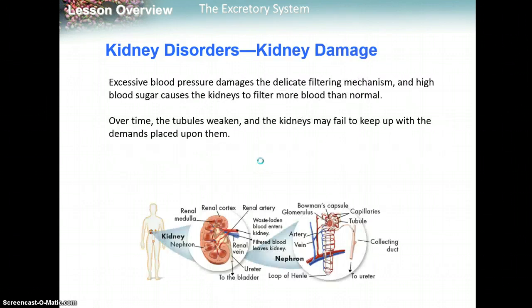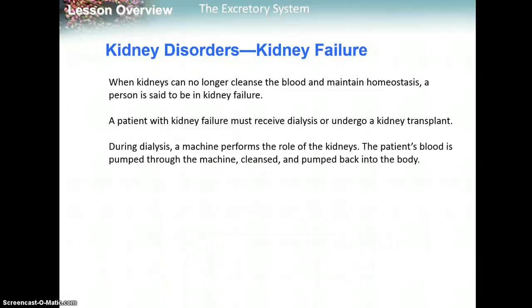Again, this is not going to be on the test, but it's good information to know for your everyday life. When kidneys can no longer cleanse the blood or maintain homeostasis, a person is said to be in kidney failure. A patient with kidney failure has to go through dialysis, where a machine filters out your blood once or a couple times a week. During dialysis, the machine performs the role of the kidneys, so the patient's blood is pumped through the machine, cleansed, and pumped back into their body, which sounds crazy, but a lot of people have to do that.